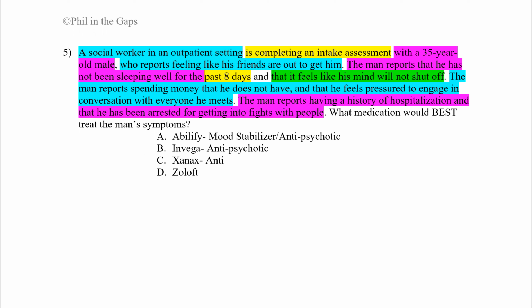Xanax helps to X out the person's anxiety. So it's an anti-anxiety med. Again, key emphasis on X because it X's it out. Zoloft helps to loft the person's mood to be more positive. So this is where we're looking at an antidepressant.